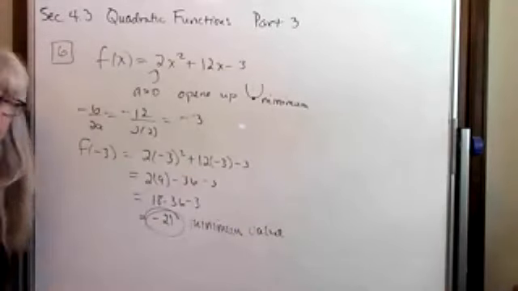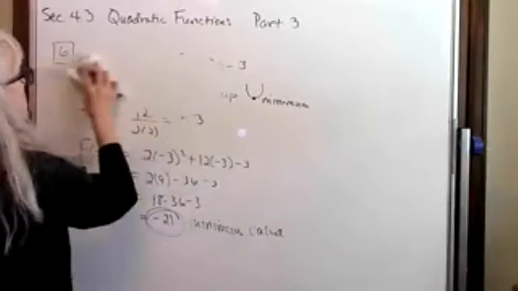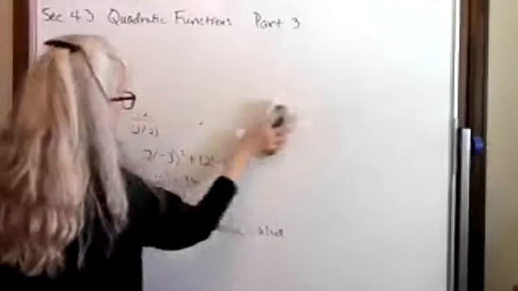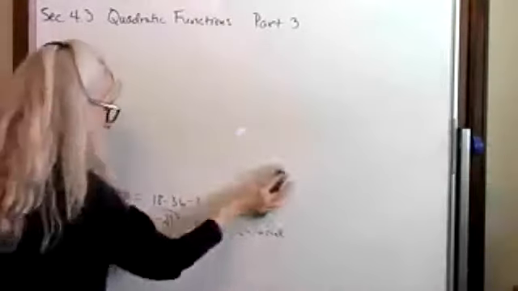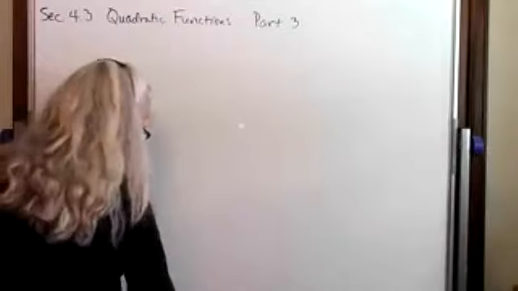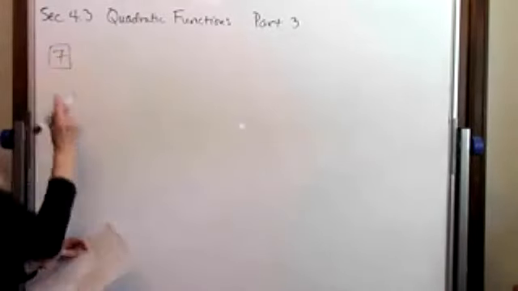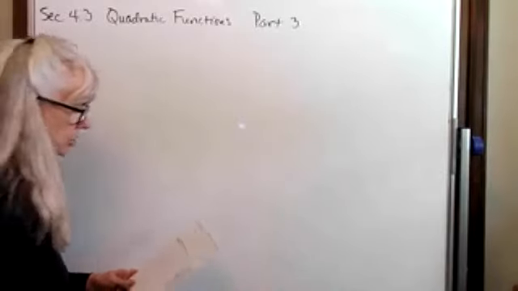Okay, and then finally, in our last example for this section, we're going to do that go backwards problem, which I really like. What this means is they're going to give me information about the graph and ask me for the equation of the parabola. So, example 7 says, determine the quadratic function whose graph is given.